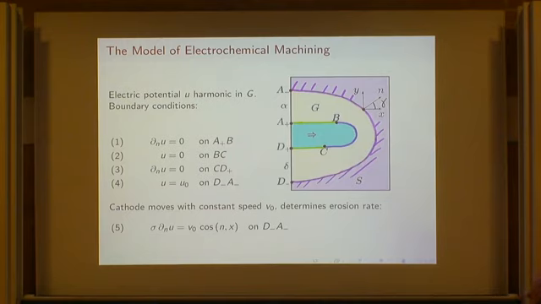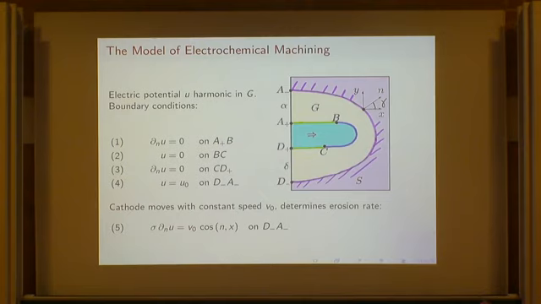So now we have a harmonic function again in this gap here. And we have different conditions. On the insulated part, the normal derivative is 0. This is here and there. Then we have a given voltage here on this BC, which is set to be 0, just a normalization. And we have another given value U0 on the side of this workpiece.